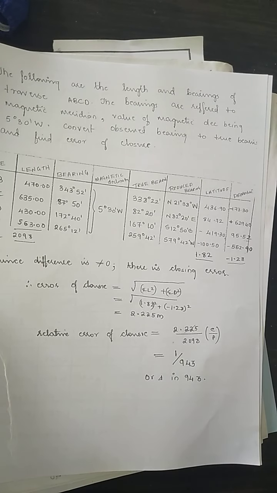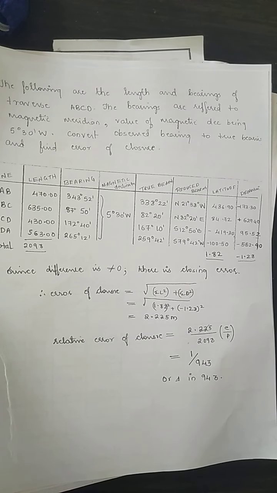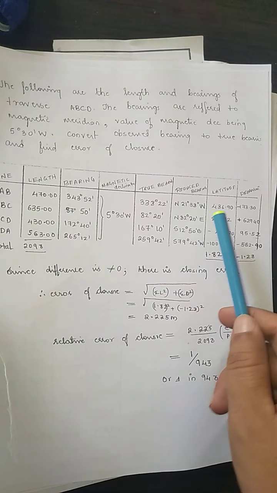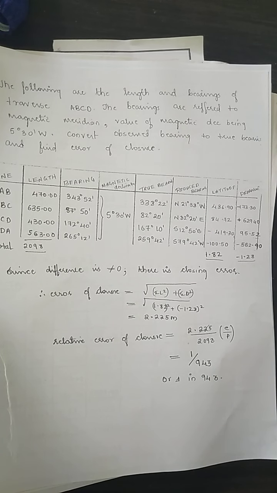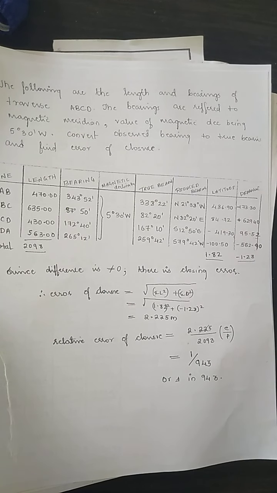So we are going to solve a simple problem on that. The following are the lengths and bearings of the traverse ABCD. The bearings are referred to the magnetic meridian, with a magnetic declination of 5 degree 30 minutes west. Convert the observed bearings to true bearings and find the error of closure. We need to find the error of closure. The length, bearing, latitude and departure will be given to you.